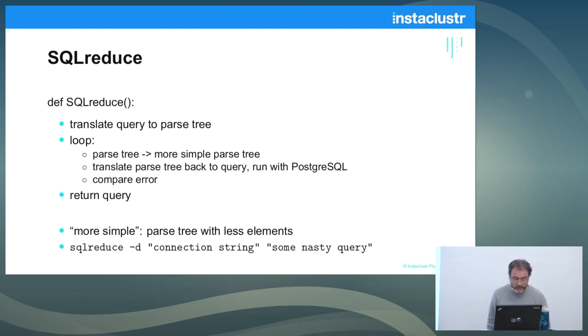And in this case, it's quite simple. I just produce a parse tree that has less elements. So we just take a parse tree and start removing elements and see if the result is still breaking in the way we want it to. So yeah, what we can do is take some query, either on the command line or from some file, and feed it to SQLreduce, which will just run it against the database.